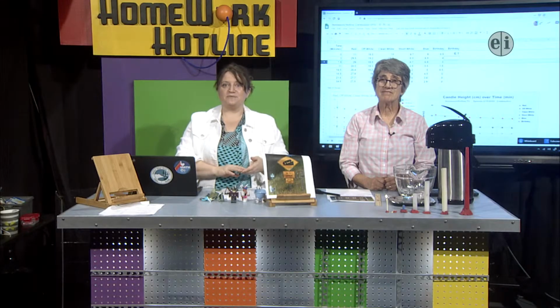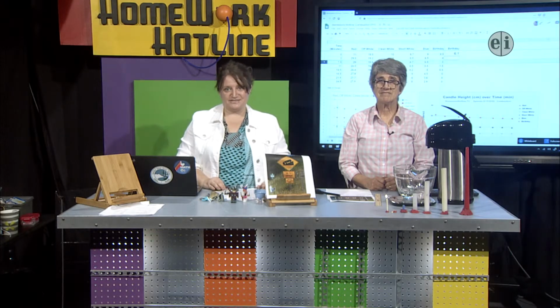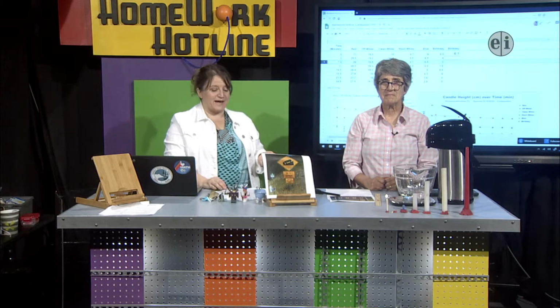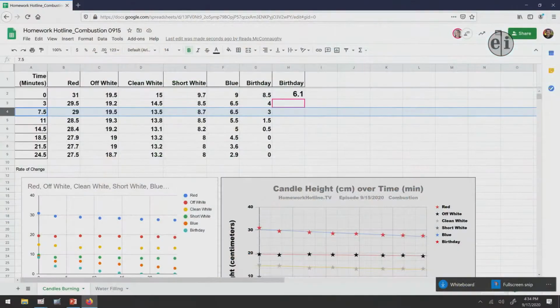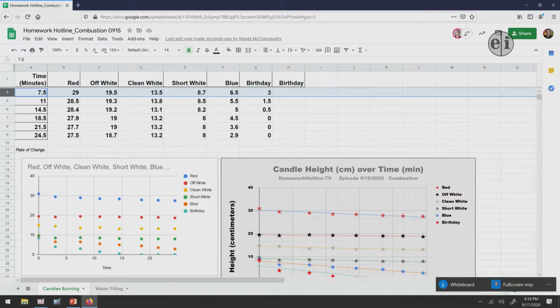In the meantime, we're going to look at how the candle heights changed over time. And that is something called rate of change. Now we can see that on the graph. If we can go over to the graph, and it would be, let's see, could you try to scroll that down? Sure. Over on the side. Scroll it down. Yes, of course. Okay. Or we can open up.